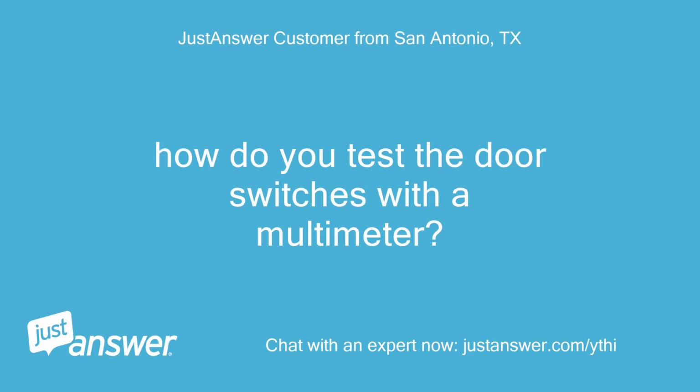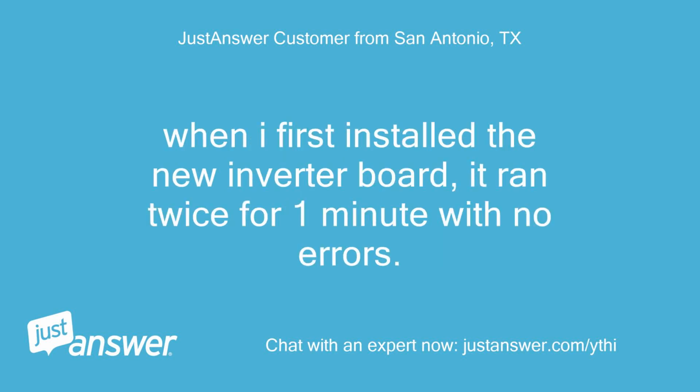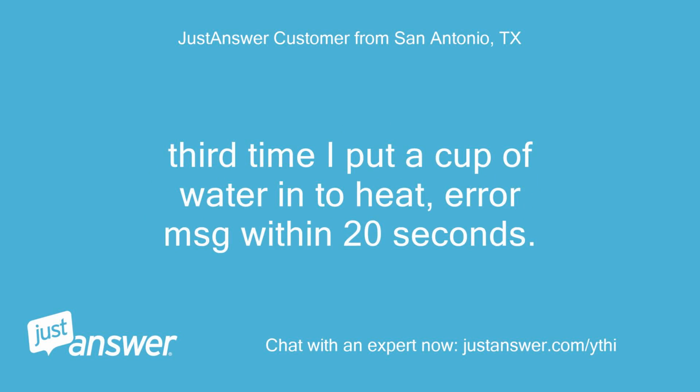How do you test the door switches with a multimeter? When I first installed the new inverter board, it ran twice for 1 minute with no errors. Third time I put a cup of water in to heat, error message within 20 seconds. Thanks.